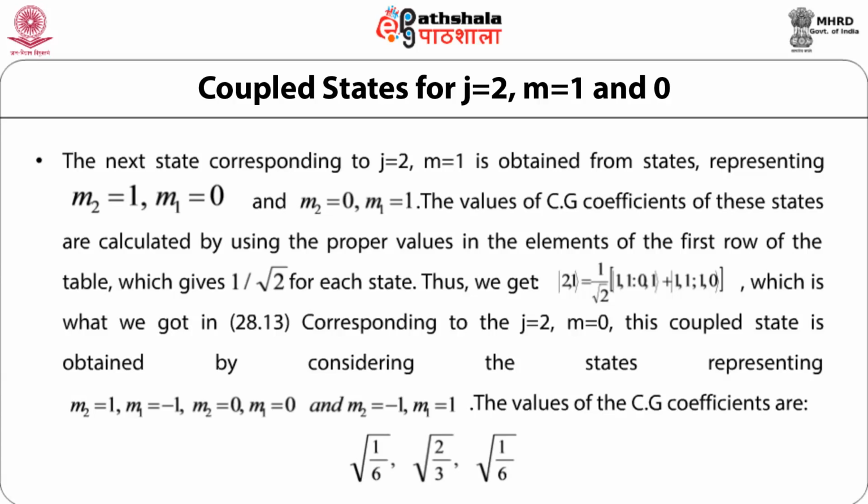And if we put in these values of m2 and m1 for these three different states in the tables for the Clebsch-Gordon coefficients, then the corresponding Clebsch-Gordon coefficients turn out to be 1 by root 6 for the values m2 equal to 1 and m1 equal to minus 1. The value of the Clebsch-Gordon coefficient is under root 2 by 3 for the value m2 equal to 0 and m1 equal to 0. And the value of the Clebsch-Gordon coefficient is under root 1 by 6 for the value m2 equal to minus 1 and m1 equal to 1.